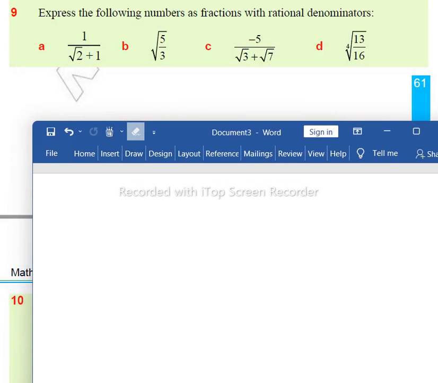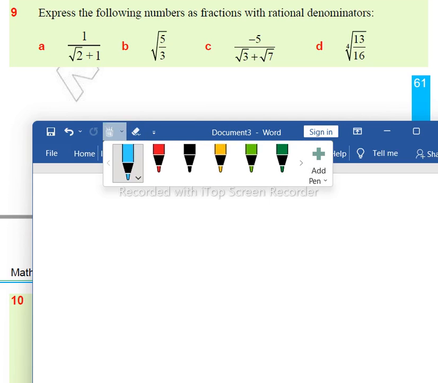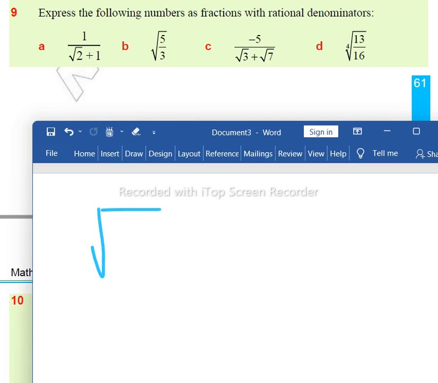Letter B. We have a given number, the square root of 5 over 3. We can write this question in the form of square root of 5 over square root of 3 to rationalize the denominator.